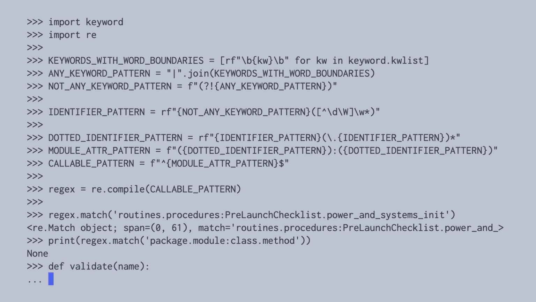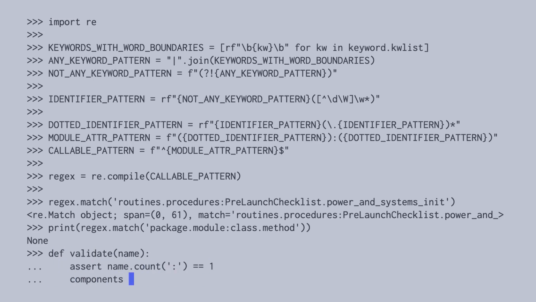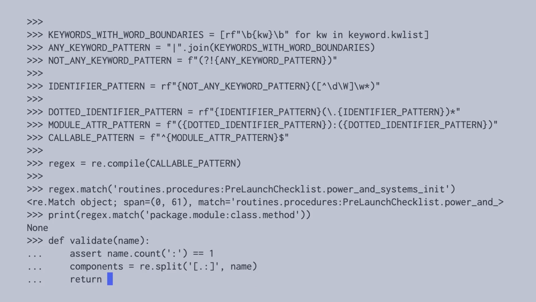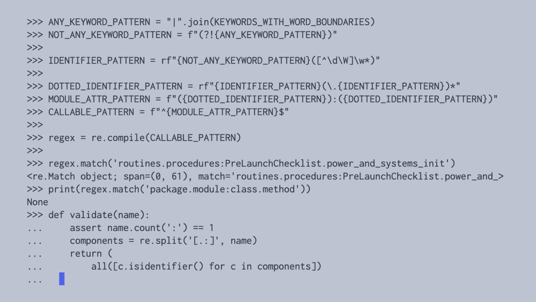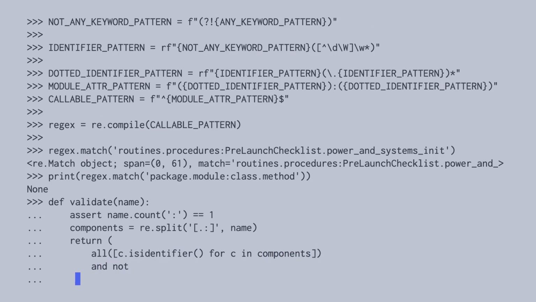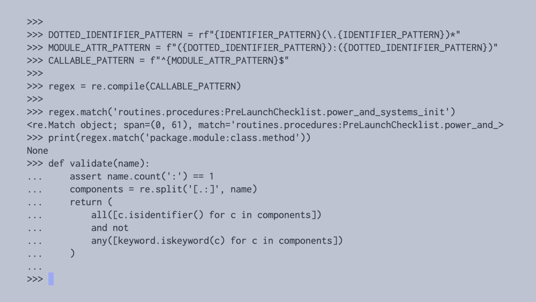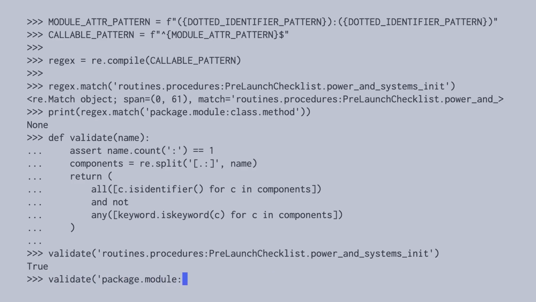It is enough to make sure that there is only one colon, then break the string up around colons or dots and make sure each component matches Python's criteria for identifiers. Just don't forget to make sure that the identifiers are not keywords. The isidentifier method will not do it for us. The keyword library has convenient methods for keywords or even soft keywords that, despite being reserved, are allowed to be used as identifiers. We can easily make sure this method works the same way as regular expressions, succeeding and failing exactly when it's supposed to.